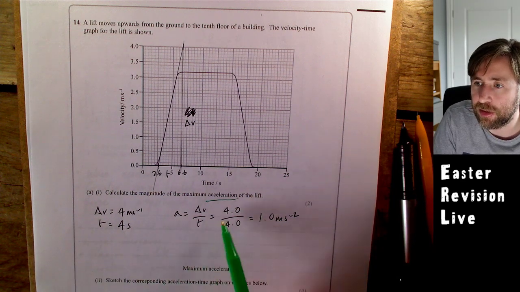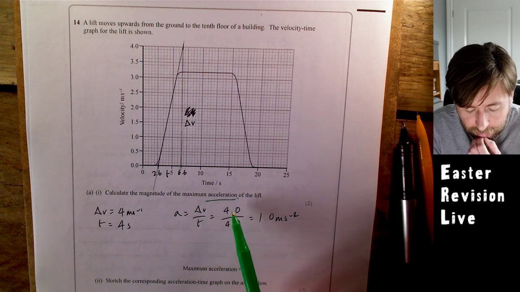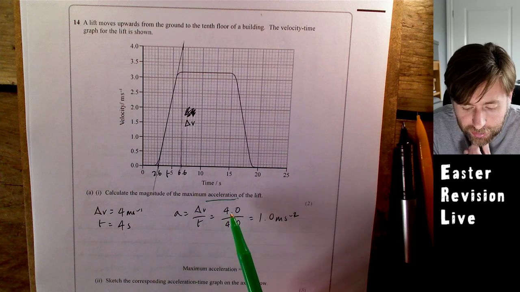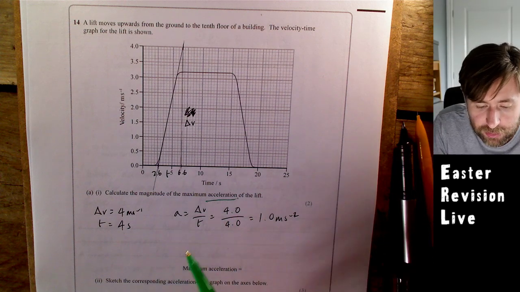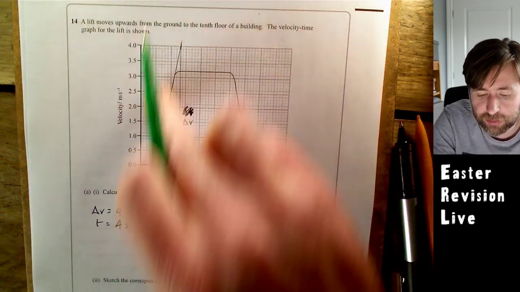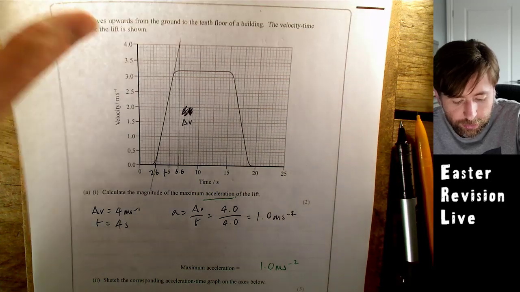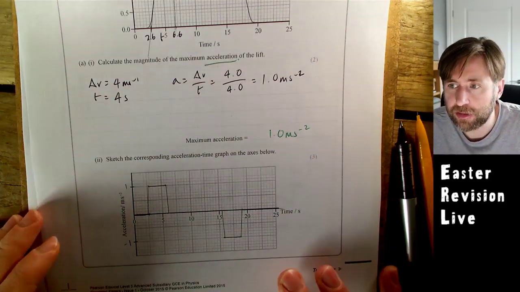So here's my acceleration: change in velocity over time, or I could have written the gradient, and it comes out at 1, and it's two significant figures, 1.0 meters per second squared, because they've given me two significant figures on the graph. Okay, sketch the corresponding acceleration time graph on the axis below.